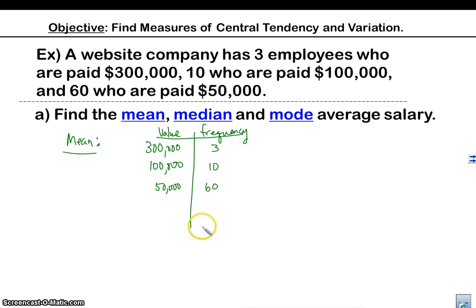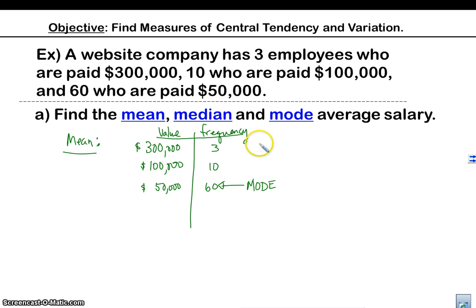Who makes the most money? Obviously, these 3 people here make the most money, but what do the majority of the people make? 50,000, right? So this right here is the mode. This is what most people make in this company.